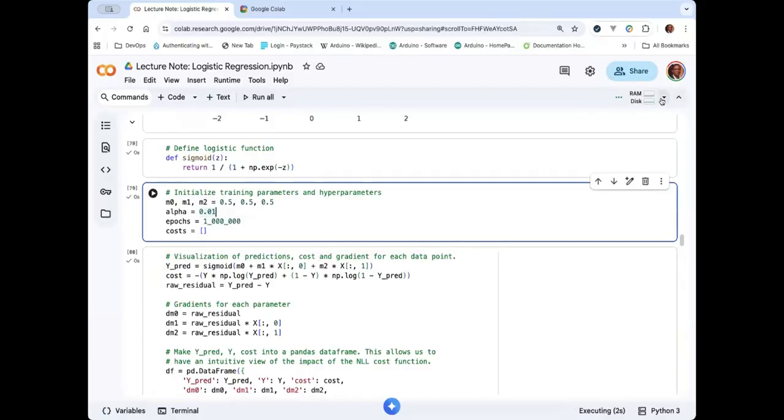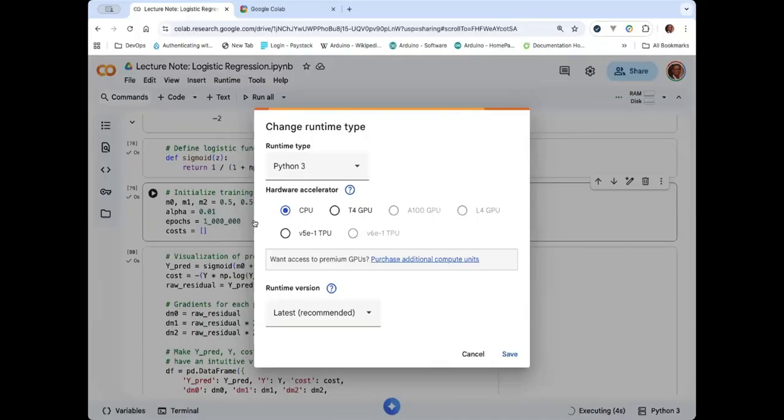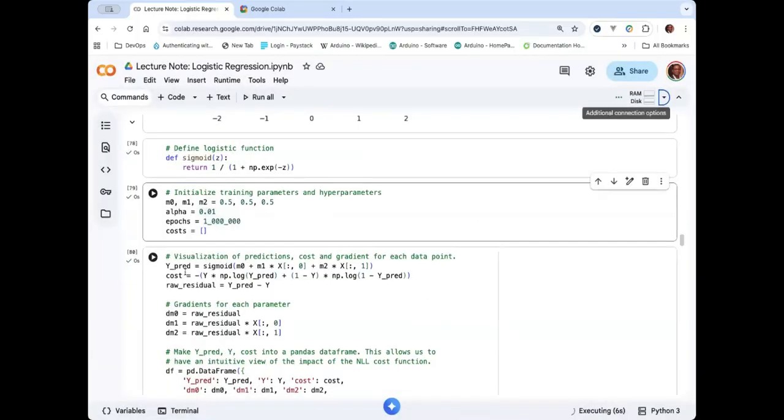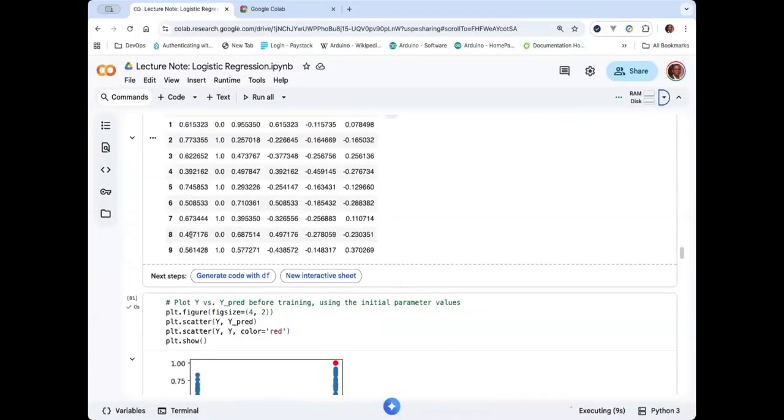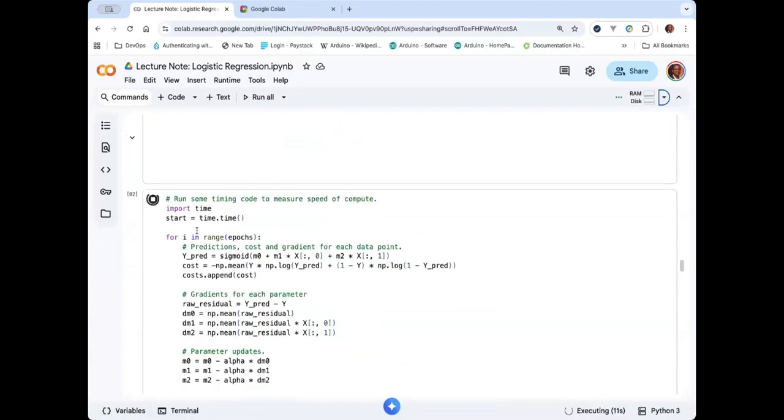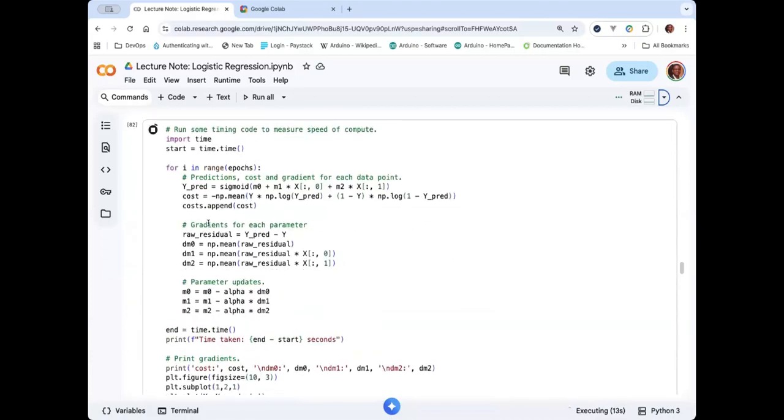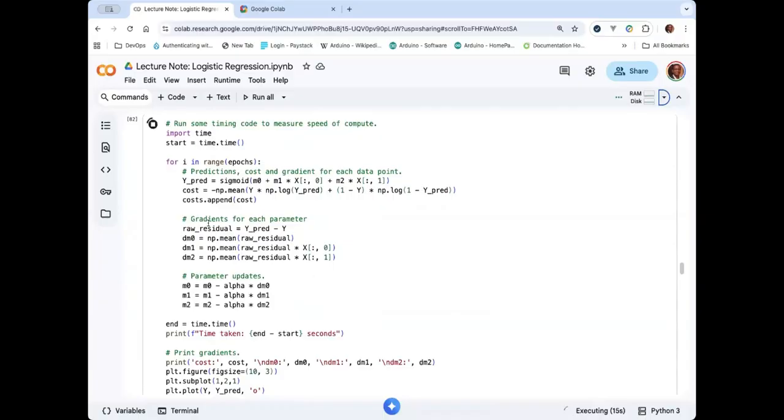I'm still using a CPU, mind you. So 1 million, you can see this is still running. And it's going to take a bit of time. Probably will take up to maybe a minute or so. We will see how long it takes.